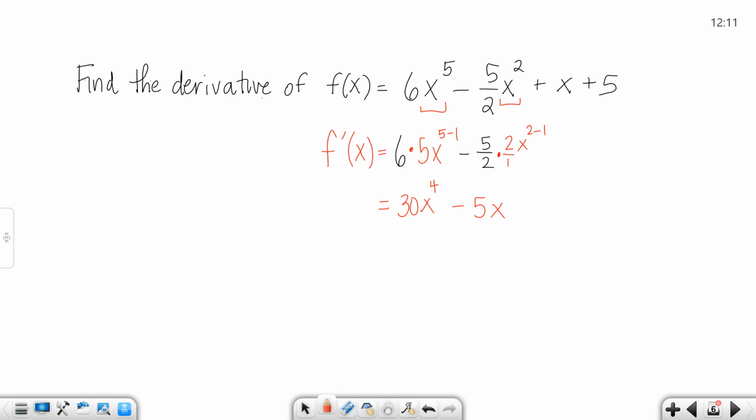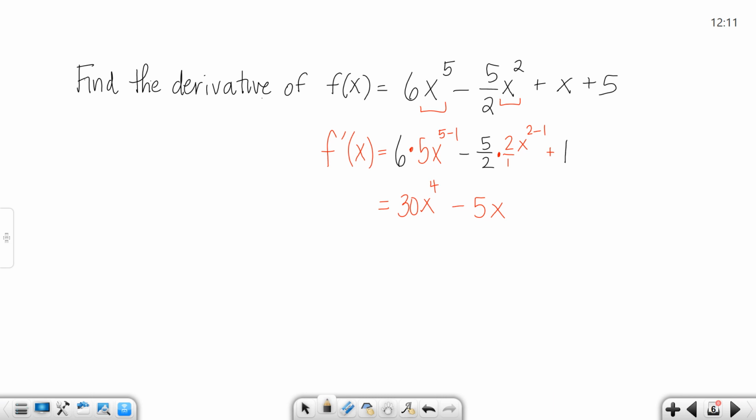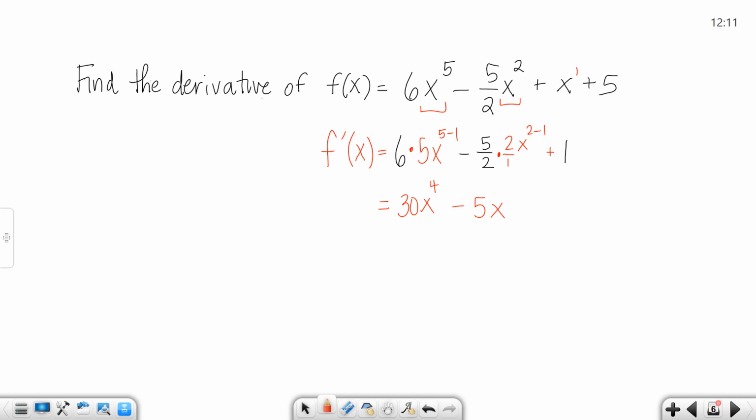Okay, looking at that x, the last x, you're understood to have a 1x there. So there's the 1 for the 1x. Now, remember this is an understood 1 right here, so I'm going to bring that 1 down, and I'm going to decrease the 1 by 1. So this particular piece would be 1x to the 0. Remember, x to the 0 is just 1, so this would just be a value of 1 right here.